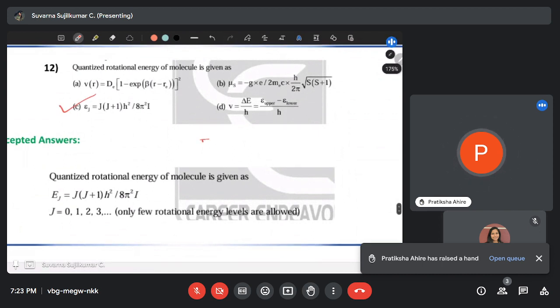So this we have written many times: J into J plus 1, h square divided by 8 pi square I. This is the equation for the quantized rotational energy of the molecule. You are familiar with these terms. But what is J here? J is the rotational quantum number. I is the moment of inertia. I can be represented as mu r square, where mu is the reduced mass and r is the distance to the center of mass.